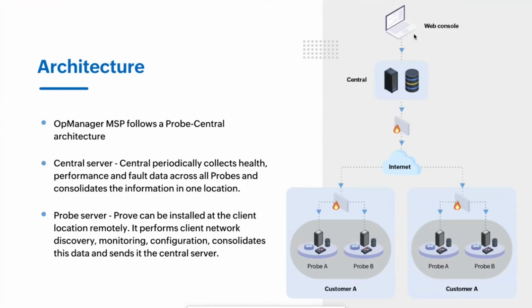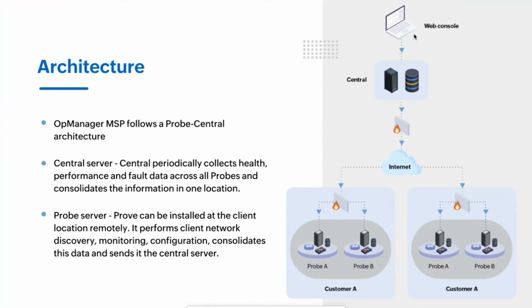The probe server acts as a polling engine. It monitors the routers, switches, firewalls, servers, and other networking devices for faults and performance. It generates availability, health, and performance reports. The probe server periodically synchronizes data with the central server to stay updated. This is all about architecture.